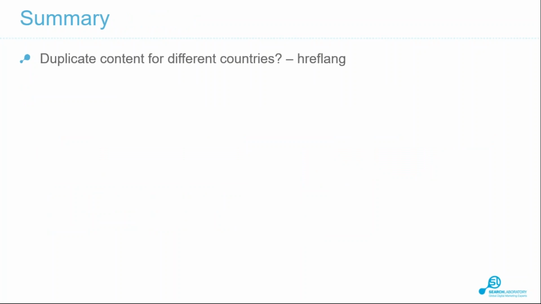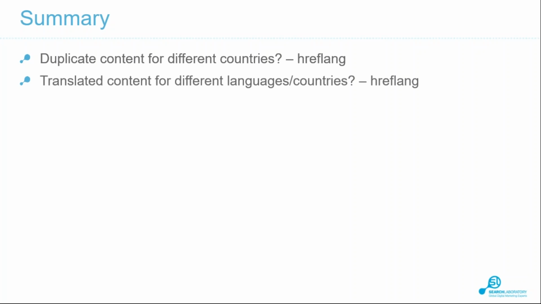To summarize what we've discussed today, hreflang implementation is necessary for duplicate content for different countries, so English content that targets multiple English-speaking countries, but also translated content for different languages and different countries. Give Google as much information as possible in order for it to rank that content correctly.